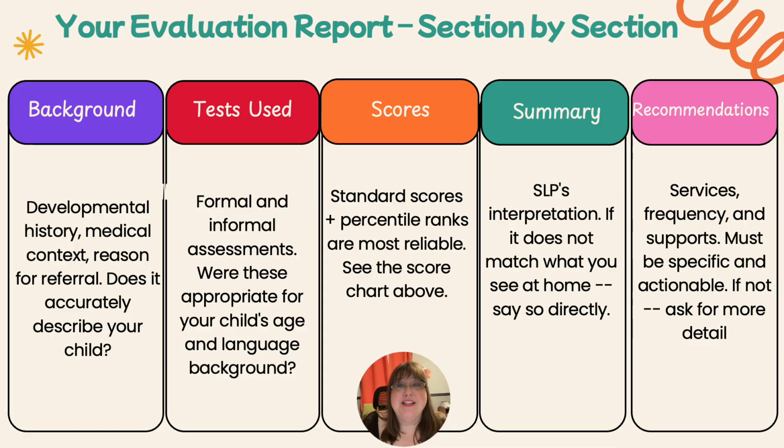The recommendations section tells you what happens next. These should be specific and actionable. Frequency of therapy, the setting, the focus area, referrals to other providers. If the recommendations feel vague, ask for clarification. And keep your report. Update it when you get new ones. Watching scores change over time is one of the most powerful ways to see your child's progress.